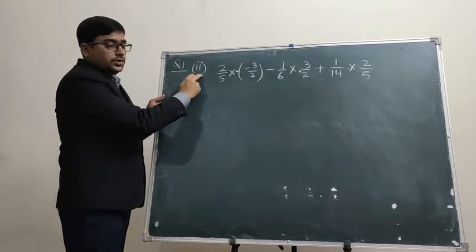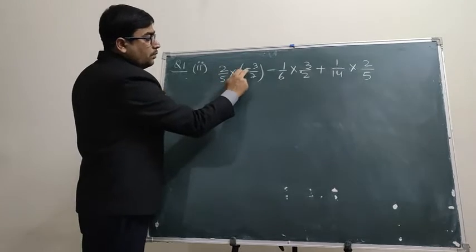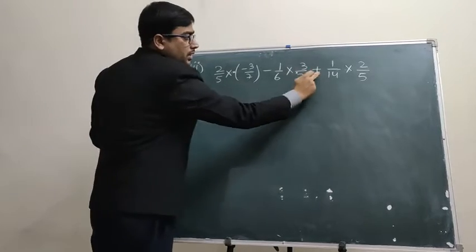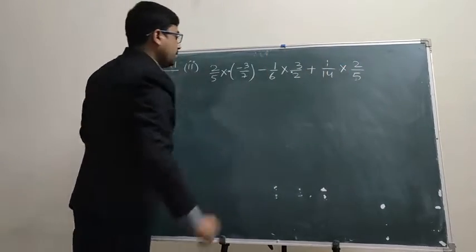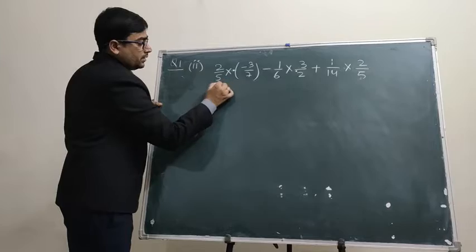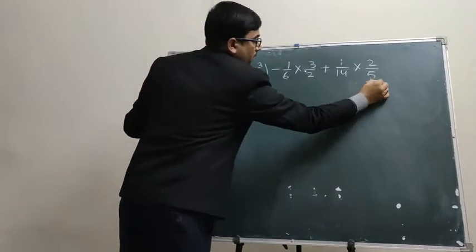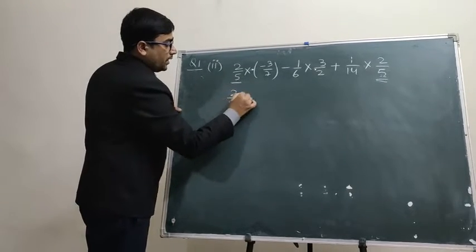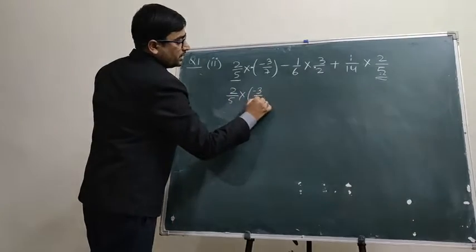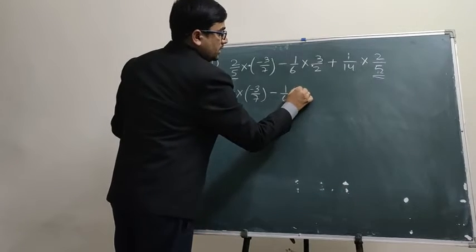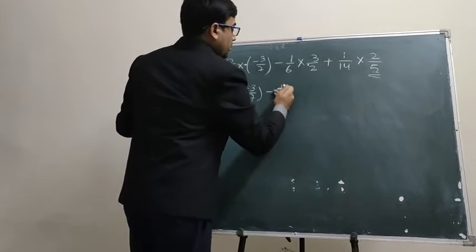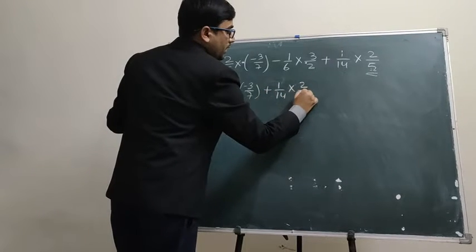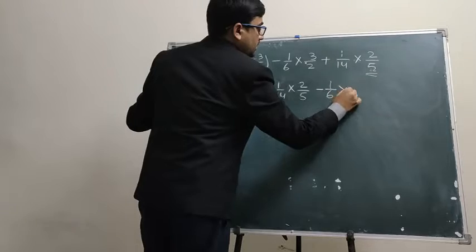Question 1, second question: 2 by 5 into minus 3 by 7 minus 1 by 6 into 3 by 2 plus 1 by 14 into 2 by 5. Again here, dear students, see 2 by 5 and 2 by 5 as a common. You can take it as a common. First you have to arrange this: 2 by 5 into minus 3 by 7 minus 1 by 6 into 3 by 2 plus 1 by 40 into 2 by 5 minus 1 by 6 into 3 by 2.